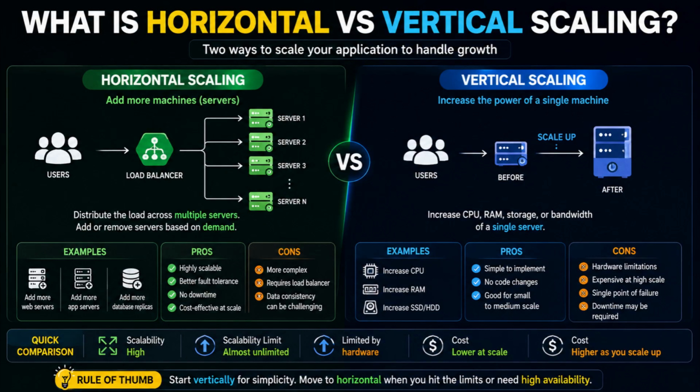Vertical scaling means increasing the power of a single server, such as adding more CPU, RAM, storage, or bandwidth. It's simpler to implement, but hardware has limits, costs can increase quickly, and the server can become a single point of failure. So, the rule of thumb is: start vertically for simplicity, then move to horizontal scaling when you hit hardware limits or need high availability.